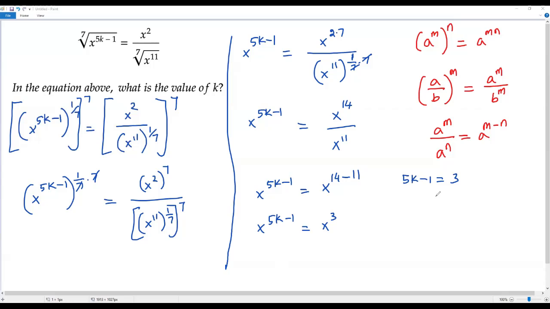Okay, our aim is to solve for k. So let's add 1 to both sides. When I do so, the minus 1 and plus 1 will cancel out, and I'm getting 5k on the left side. On the right side, when I add 3 and 1, I'm getting 4. Now let's divide both sides by 5 to solve for k. This 5 will cancel out. So k equals, when I divide 4 by 5, 0.8. I've solved for k. So the value of k is 0.8.